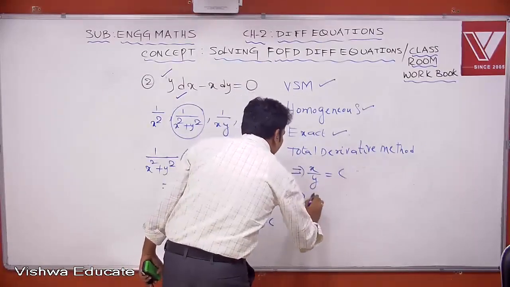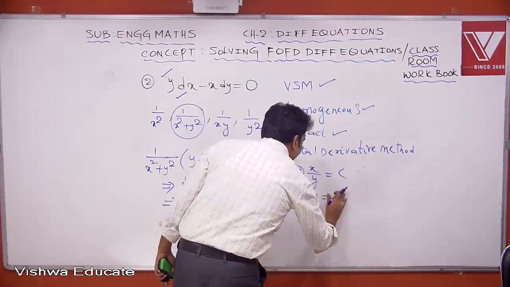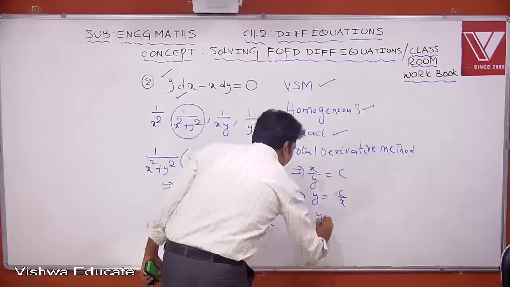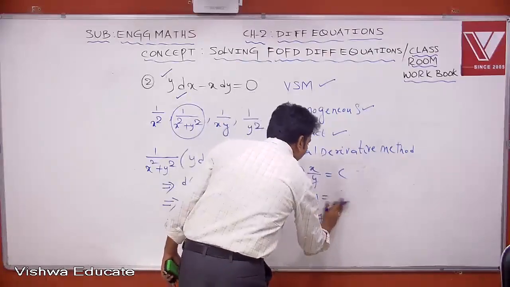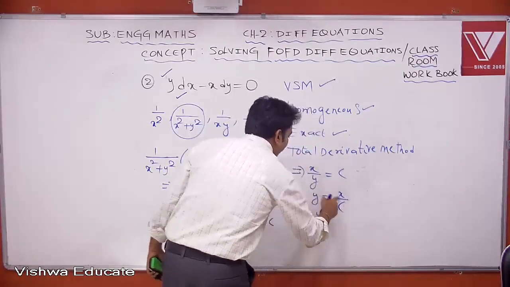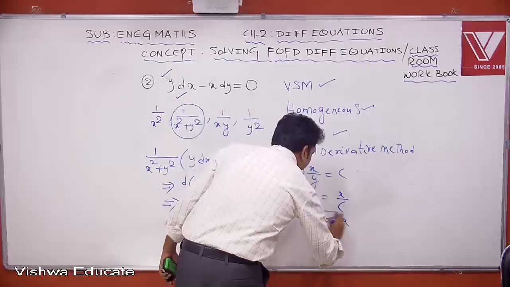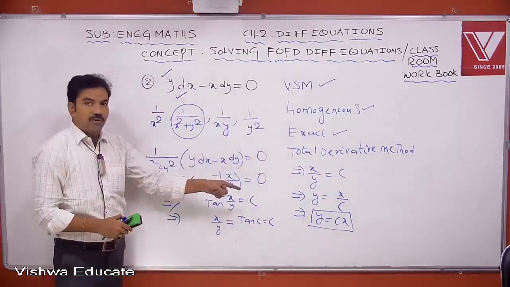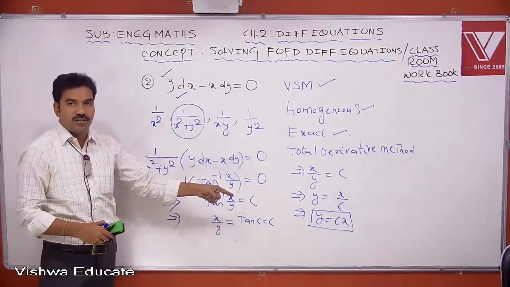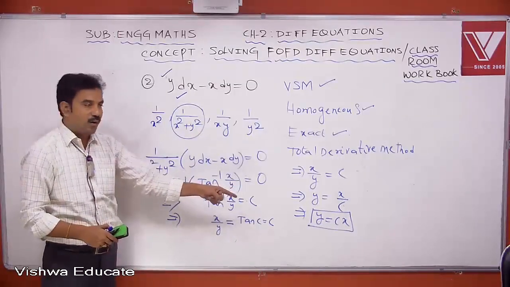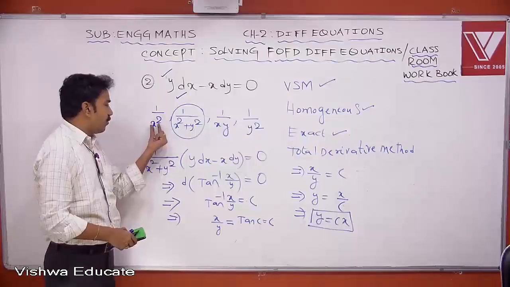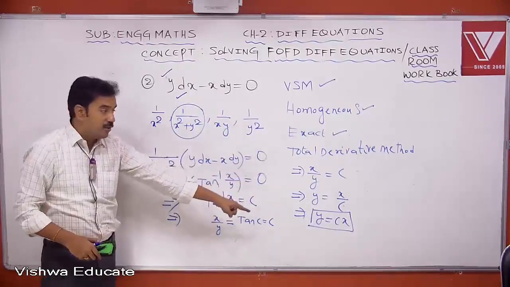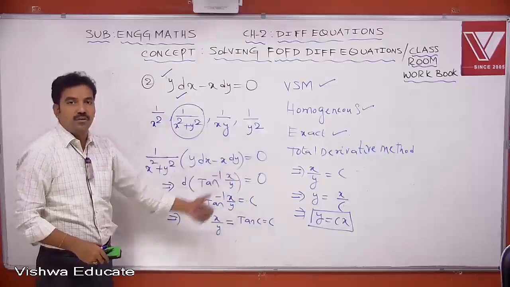This implies y equal to c by x, I mean x by c. Sorry, this is x by c only. This 1 by c is nothing but again a constant. So its general solution is y equal to cx. They represent straight lines passing through the origin. Even if you use either 1 by x square or 1 by xy or 1 by y square, the final solution will be y equal to cx. Note this.